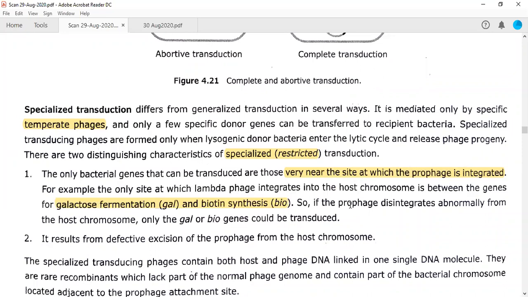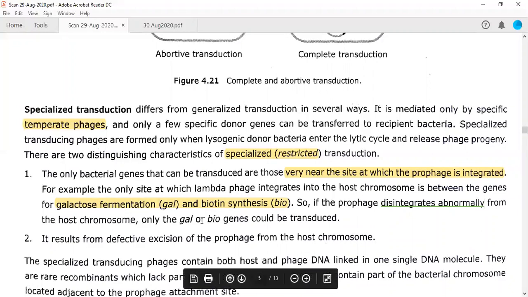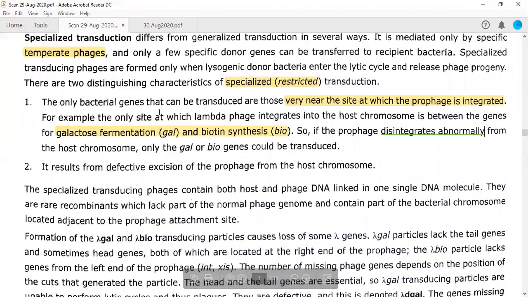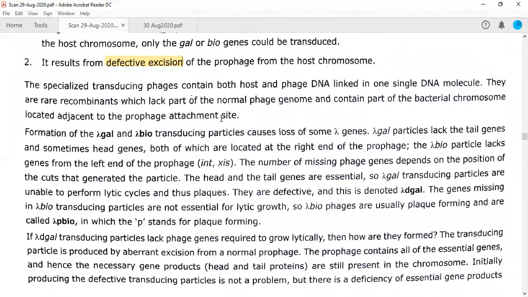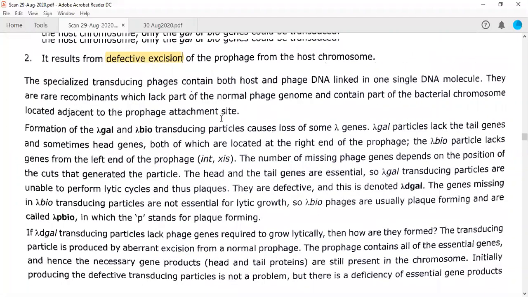So if the prophage disintegrates abnormally, please note, abnormally, from the host chromosome, only the galactose or bio genes could be transduced. So there is a possibility that either galactose or biotin synthesizing gene or the galactose fermentation gene will be transduced. It results from the defective excision. So if it is abnormal, only then it can take up these galactose or biotin genes. Otherwise, if it is normal, only the bacteriophage DNA will come out of the bacterial chromosome normally.